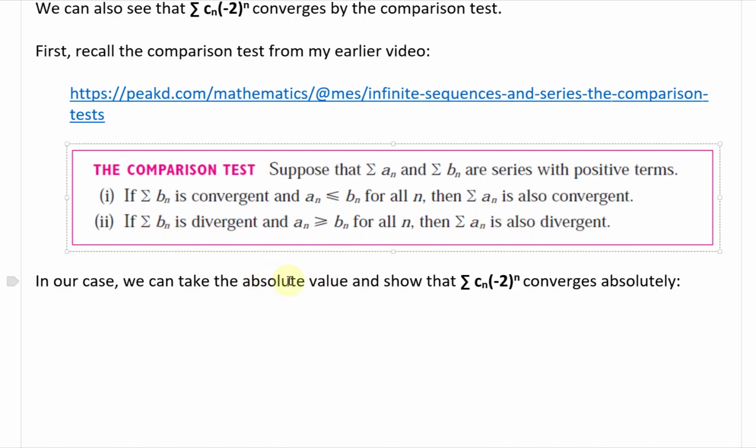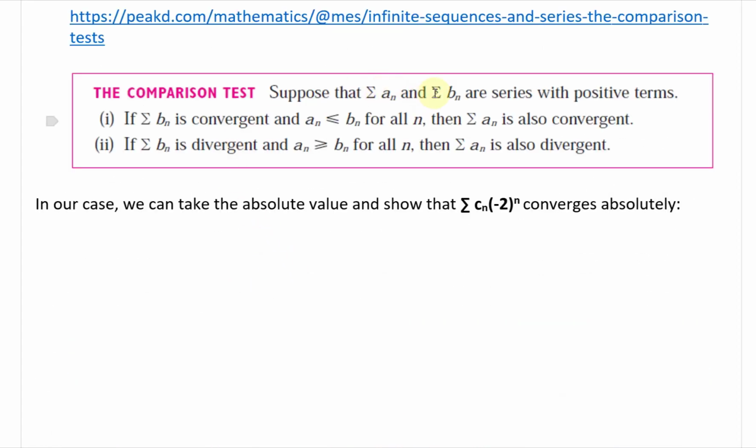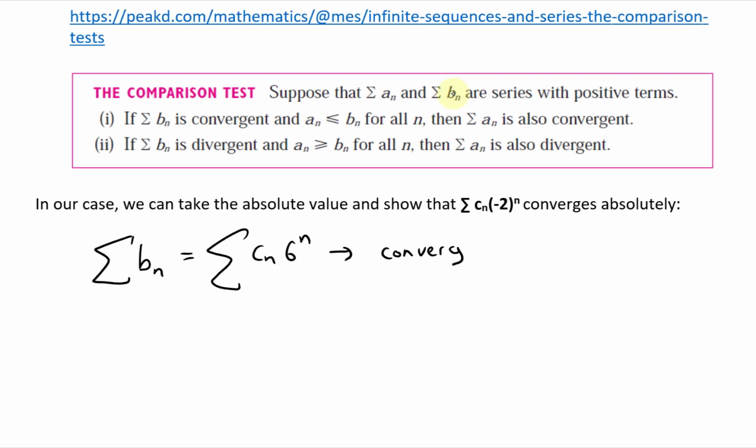So in our case, we can take the absolute value and show that the summation of Cn times negative 2 to the power of n converges absolutely and hence converges. When it's absolute convergence, it also equals regular convergence. All right, so in our case, we're going to compare it with this bn there. So I'll just write this here. The summation of this bn series, to make it the same notation as the comparison test, equals the one we're going to compare it with, that we know converges. This is Cn 6n. This converges. So we're given that it converges.